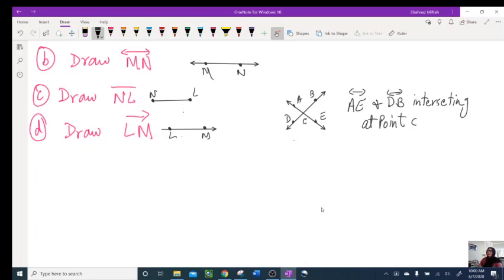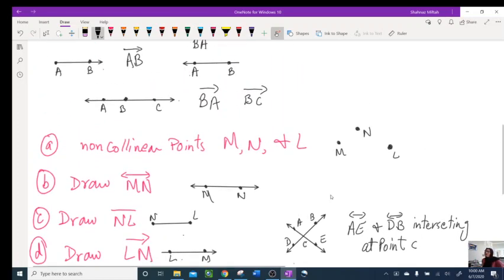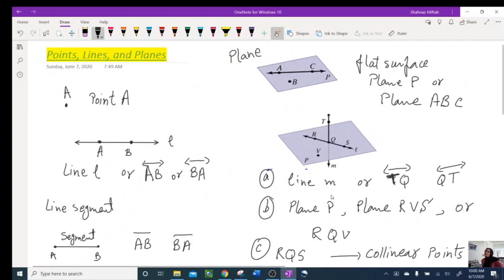Okay, if you have any questions on all of this, it's pretty simple. We were just talking about the definitions, the descriptions for each one of the words that we're going to use in geometry. You will see them a lot.